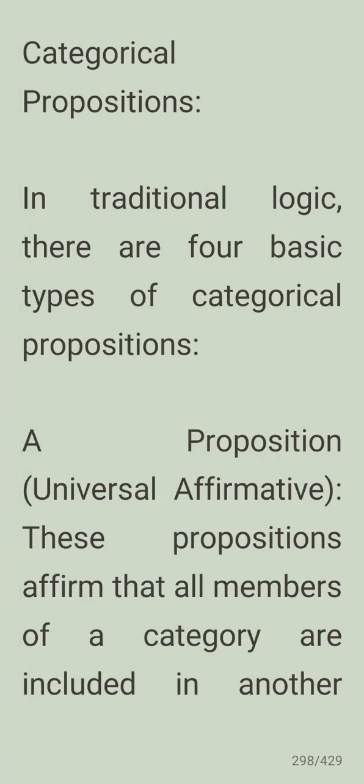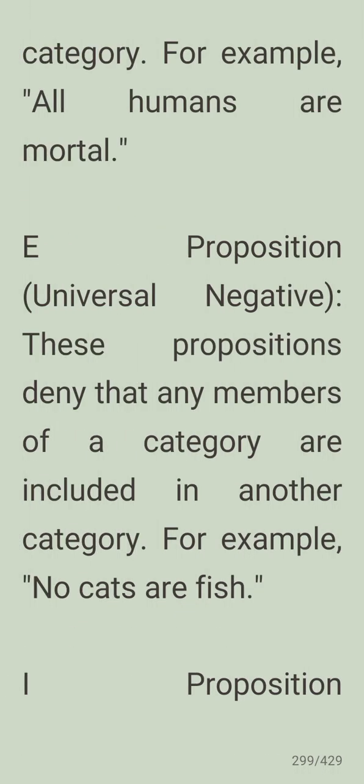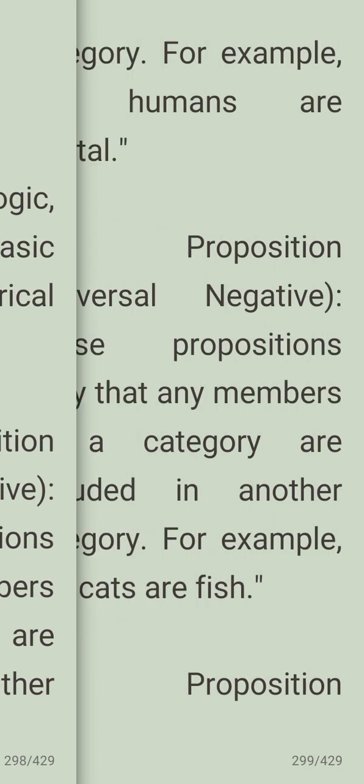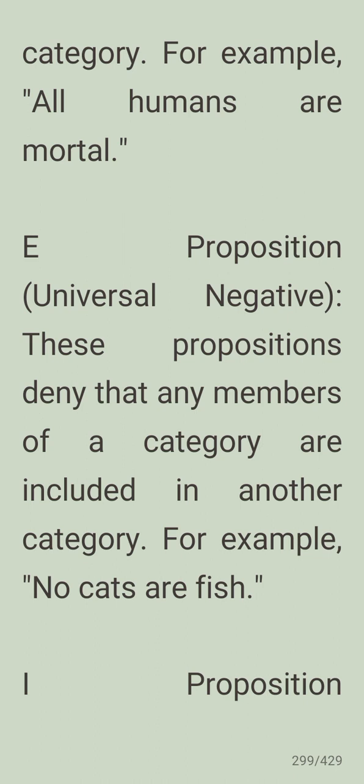The four types of categorical propositions in traditional logic. There are four basic types of categorical propositions. Proposition A, universal affirmative. These propositions affirm that all members of a category are included in another category. For example, all humans are mortal.